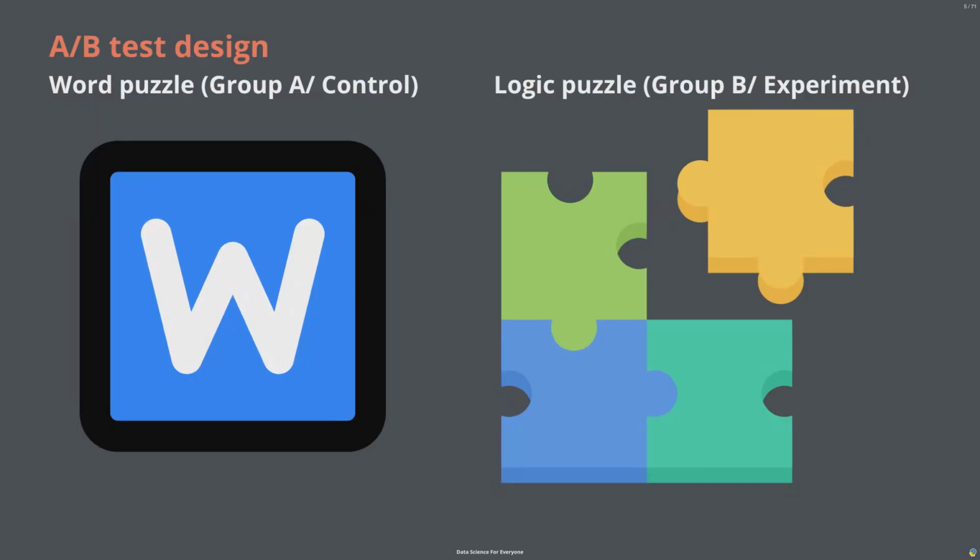Let's say we want to find out whether people solved word puzzles faster than logic puzzles. We use a between subjects design, meaning each person attempts only one type of puzzle. Participants are randomly assigned to either Group A or Group B. Group A solves word puzzles and Group B solves logic puzzles. In our A/B design, Group A serves as the control group and Group B is the experimental group. This setup allows us to observe any differences in solving time due to the puzzle type.